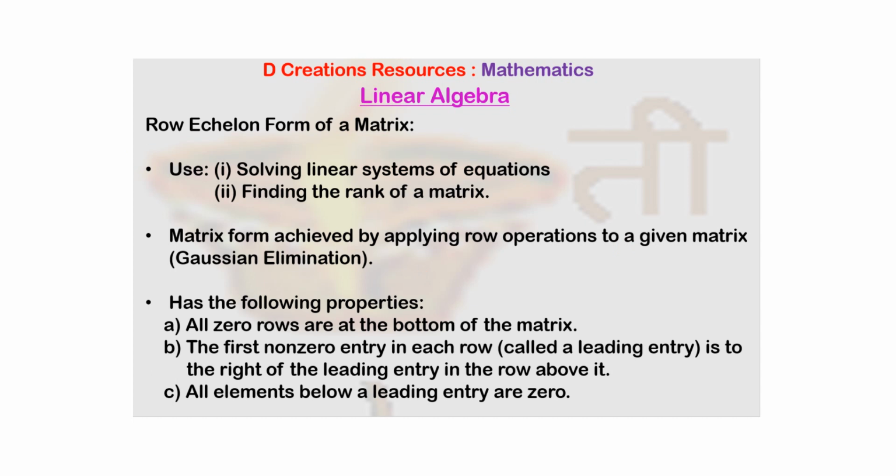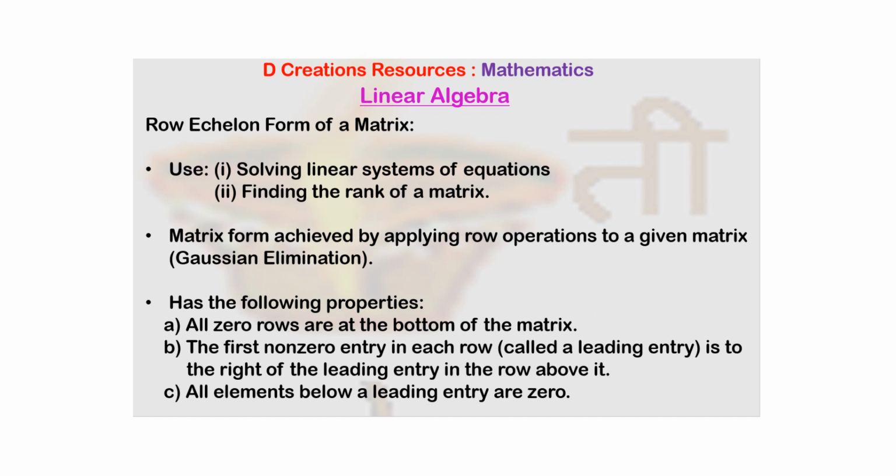But how do you know that you've got that form? Well, there are certain characteristics that you should remember. For example, all 0 rows have to be at the bottom of the matrix. So if there is a row which contains only 0 as the elements, it has to be at the bottom. Then the first non-zero entry of each row, so it's also called a leading entry for the obvious reasons, or it's also called a pivot, that has to be to the right of the leading entry in the row above it.